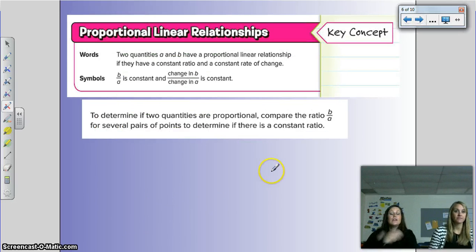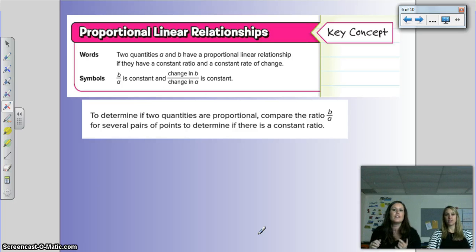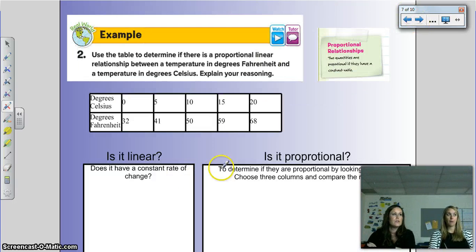All right. So now we're talking about proportional linear relationships. If relationships are in fact linear, meaning that they make a straight line or have a constant rate of change, they are proportional if they have a constant ratio as well as the constant rate of change. What we're looking at is we're going to compare several different values in a table or in a graph and see if we get the same thing. So let's look at what it looks like before we make it too hard. You can come back to this. It'll make more sense once we do it.